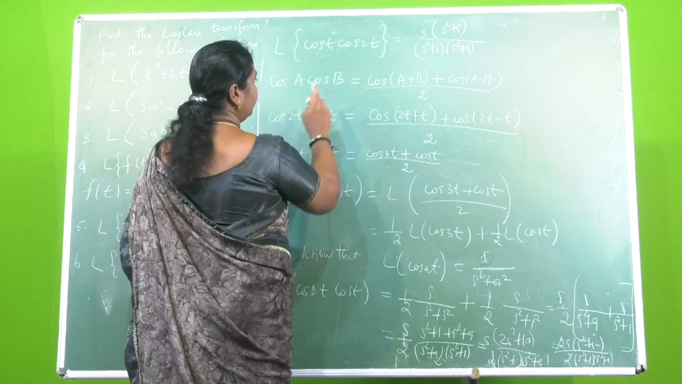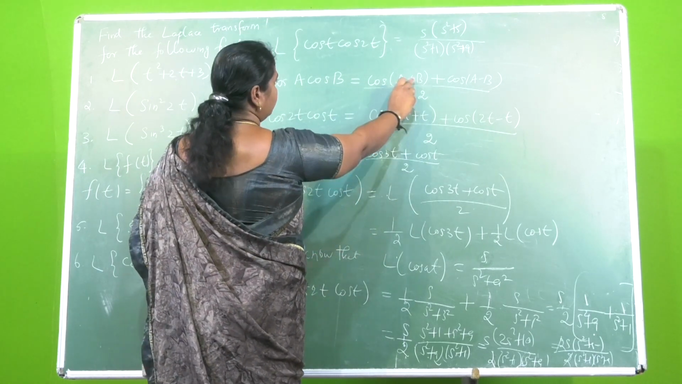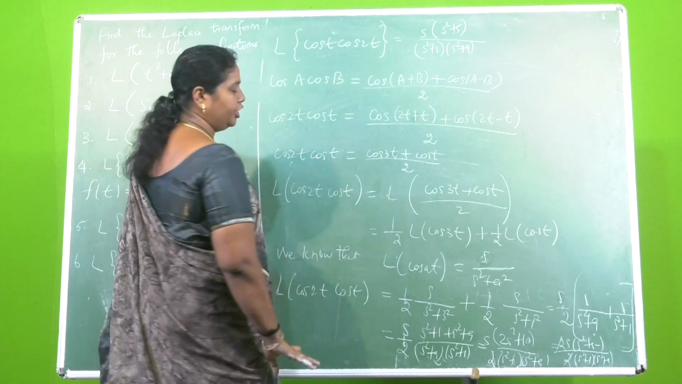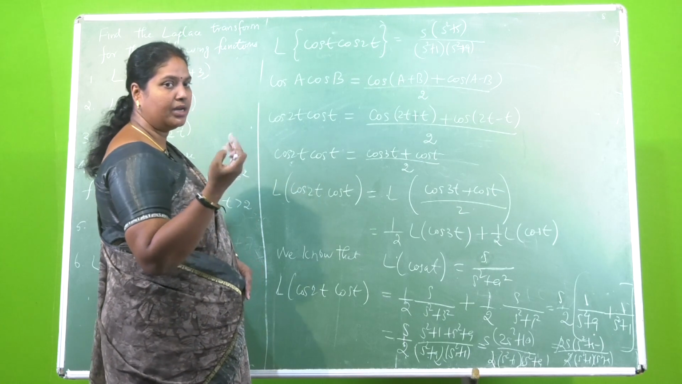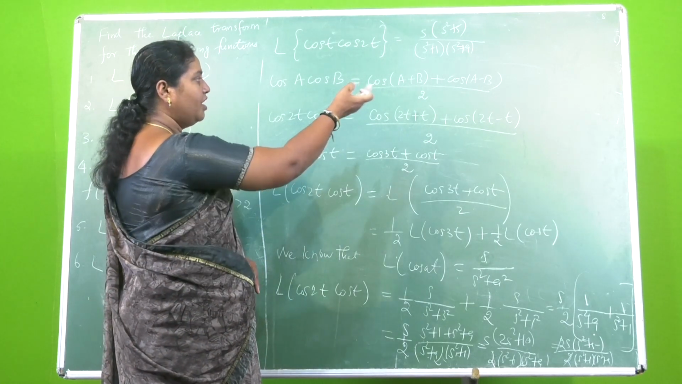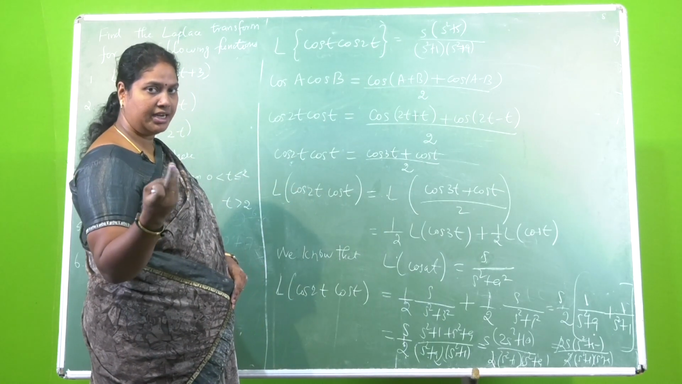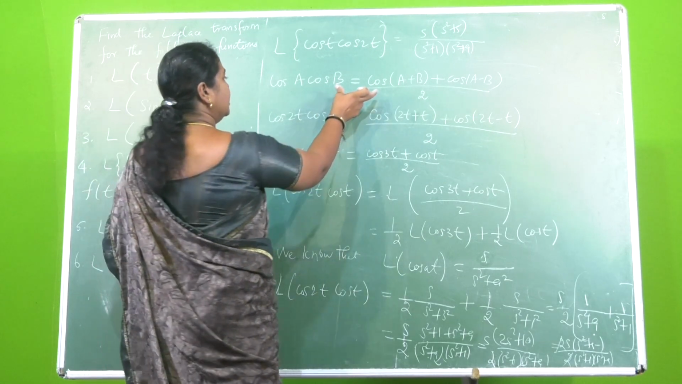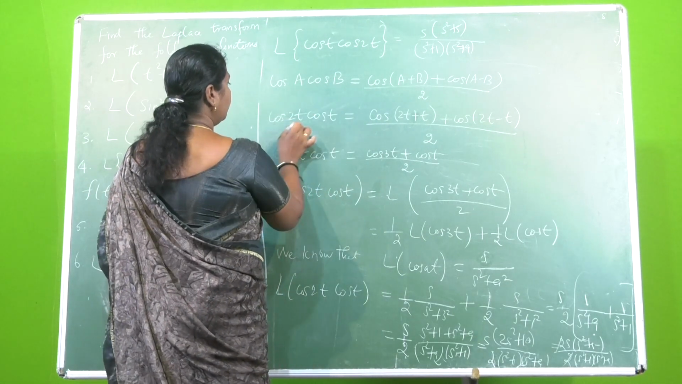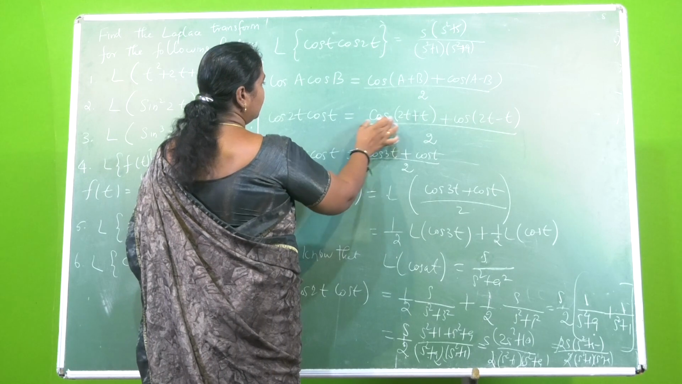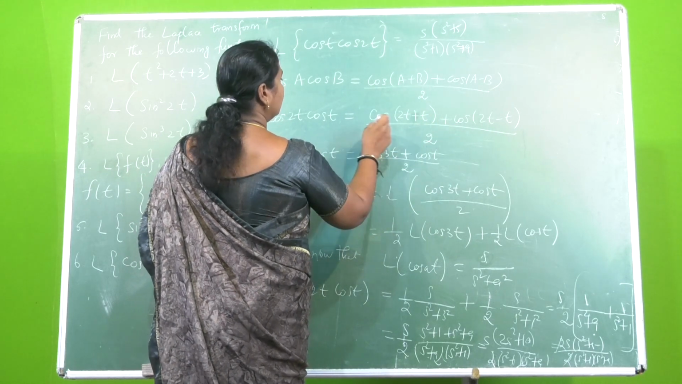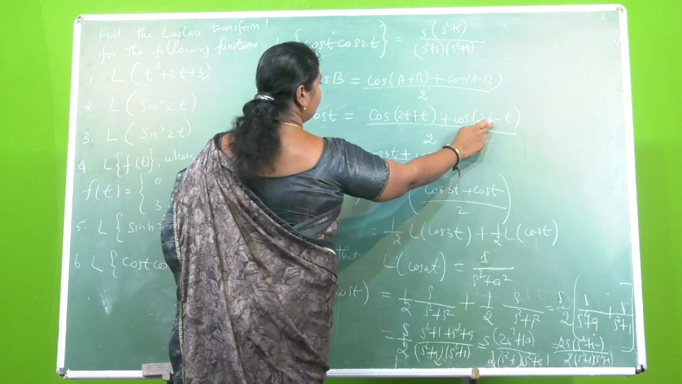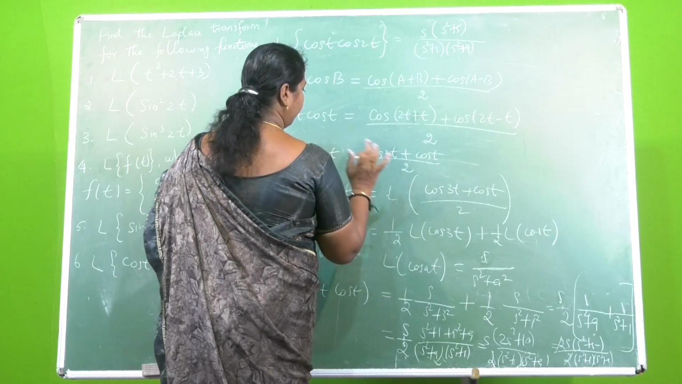So cos a cos b is nothing but cos of a plus b plus cos of a minus b divided by 2. Because cos of a plus b is cos a cos b minus sin a sin b, and cos of a minus b is cos a cos b plus sin a sin b. If you add these, you get this formula. So cos 2t cos t is cos of 2t plus t, where a is 2t and b is t, so this becomes cos of 3t plus cos 2t minus t, which is cos t, divided by 2.